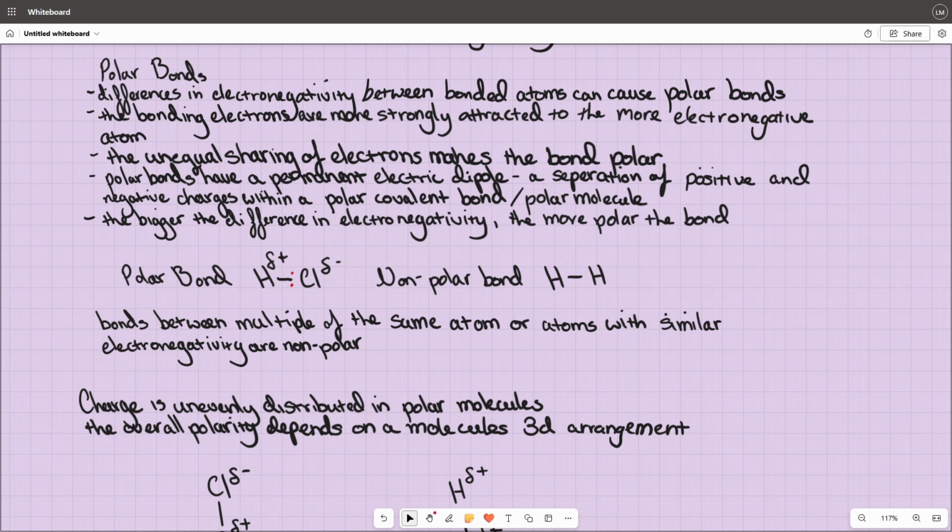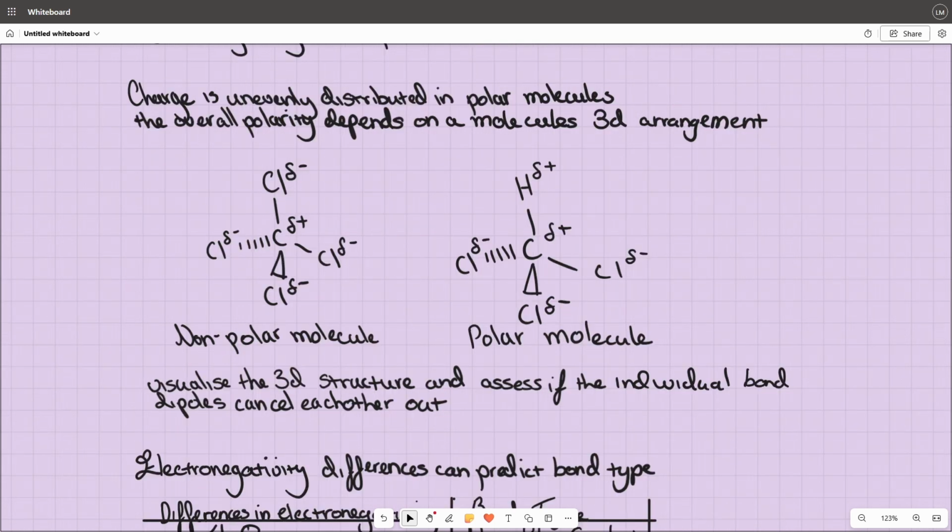Whereas a non-polar bond is, for example, two hydrogens, H2, and that's because they have the exact same electronegativity, and bonds between multiple of the same atom or atoms with similar electronegativity are non-polar. The total charge is also unevenly distributed in polar molecules, and the overall polarity depends on a molecule's 3D arrangement. See here, here's an example of CCl4, and carbon is delta positive, whereas all of the chlorines are delta negative. And they basically balance out, which makes it a non-polar molecule despite the individual bonds being polar.